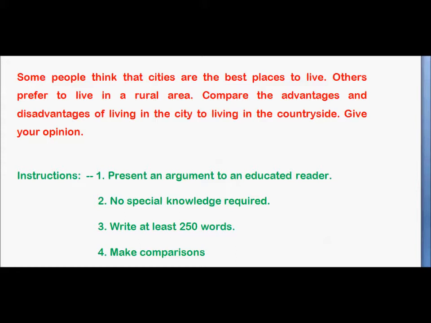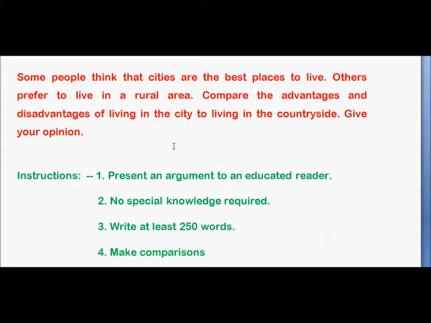Today I'm going to teach you how to write an IELTS essay. This essay is going to be the writing task 2 of both the academic and the general modules. Only the writing task 1 is different in these two modules, but the writing task 2 remains the same. This topic is an actual essay topic which came in the exam. Today I'm going to discuss this with you.